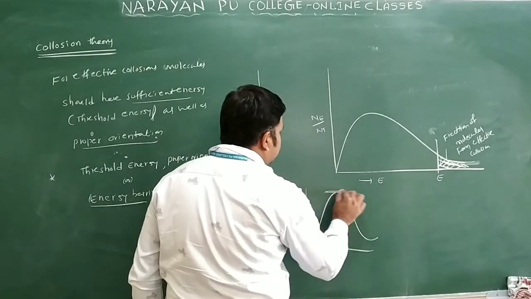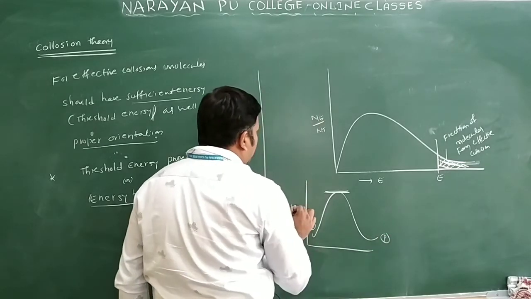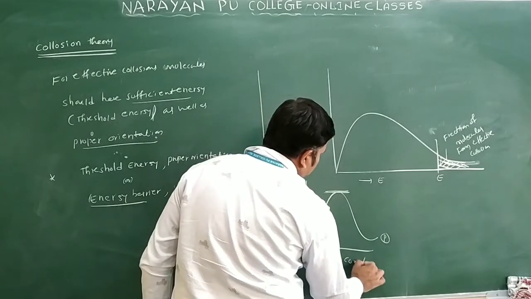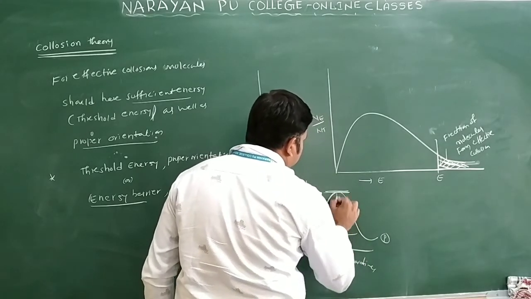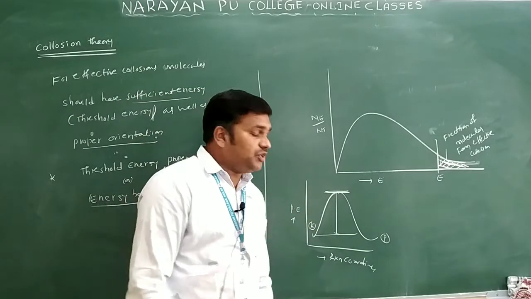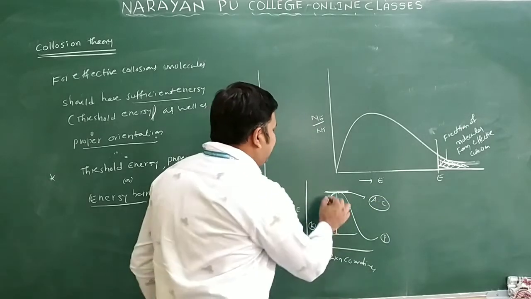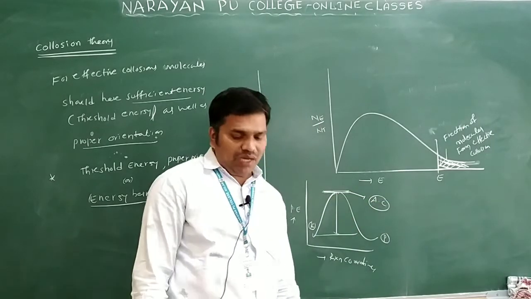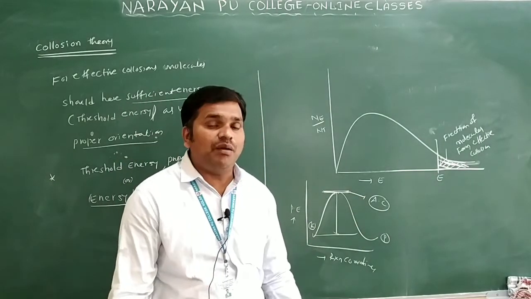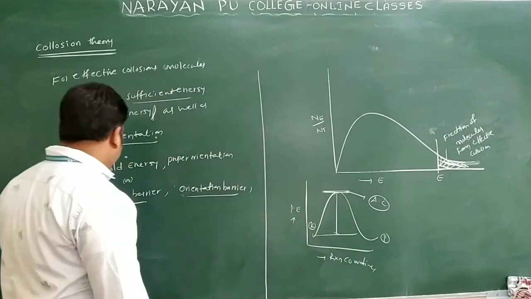I already discussed the activated complex concept. This is the activated complex, these are reactants, and these are products. If we take potential energy versus reaction coordinate, this energy we are calling activation energy. This we are calling the activated complex, and this we are calling the energy barrier. If the reactant molecules cross this energy barrier, then the reactant molecules are converted into the product zone.